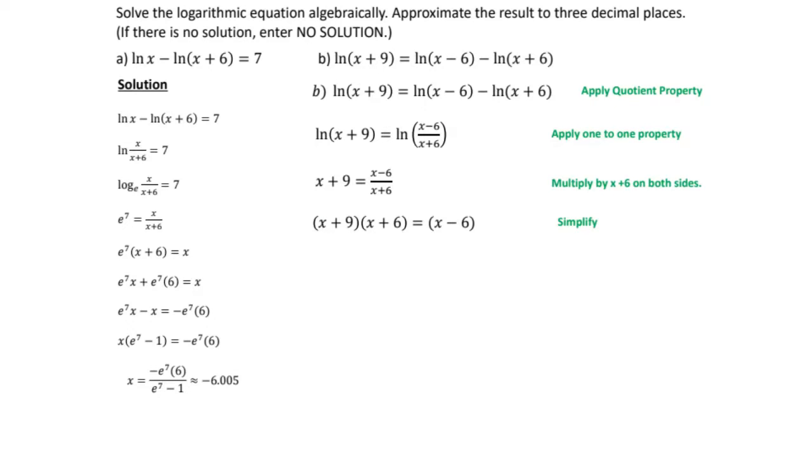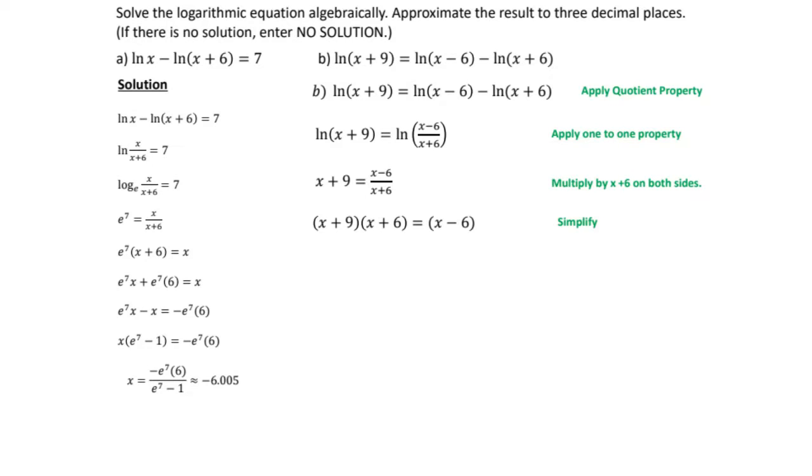So we have natural log of x plus 9 is equal to the natural log of x minus 6 minus the natural log of x plus 6. Again, we want to condense to help us out. We can apply our quotient rule again for the right side to condense that. So this gives us natural log of x minus 6 divided by x plus 6. Oh, and this one we can actually use our one-to-one property.